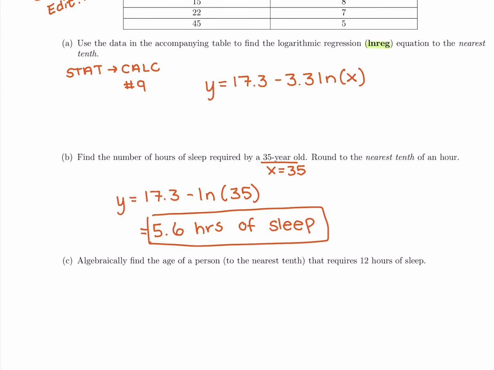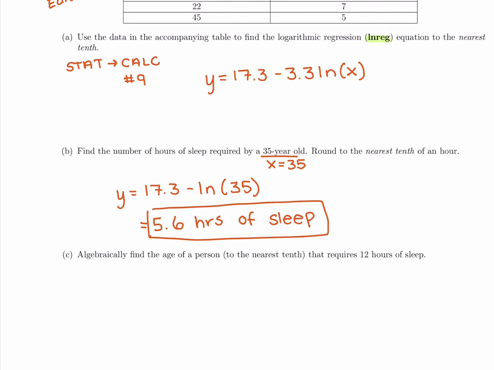The next part says, algebraically find the age of a person. So we need to find X this time. Find the age, X, to the nearest tenth, that requires 12 hours of sleep. So we know Y is 12 hours. Our output is 12. And we want to figure out what age are we plugging in. So we're going to set 12 equal to 17.3 minus 3.3 ln of X.